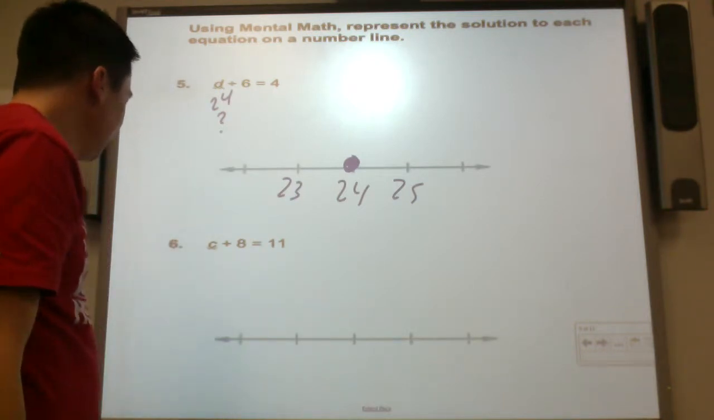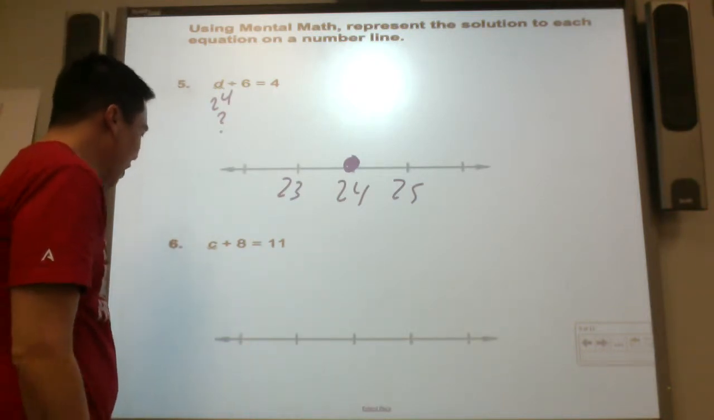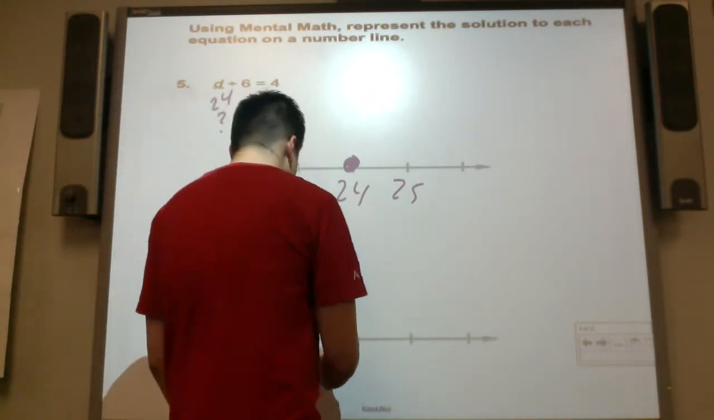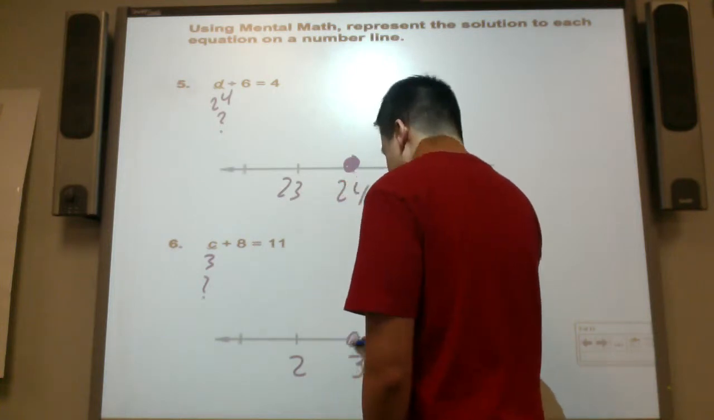Something, a symbol, plus 8 is 11. I know without writing it that this must be 3. So 3 is the answer.